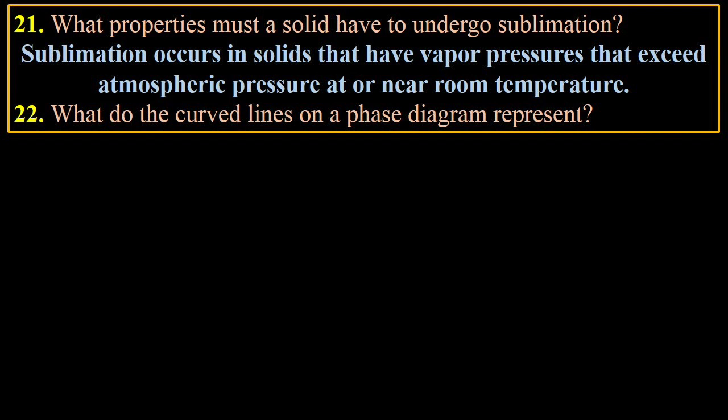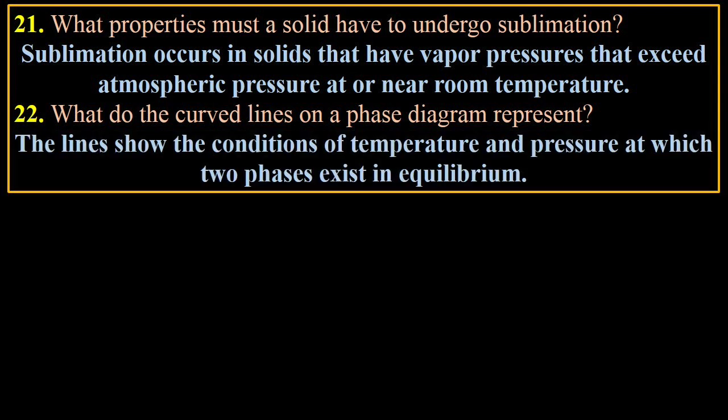What do the curved lines on a phase diagram represent? Those are boundaries between the various phases. The lines show the conditions of temperature and pressure at which two phases exist in equilibrium. Very well said. They're boundary lines, essentially.